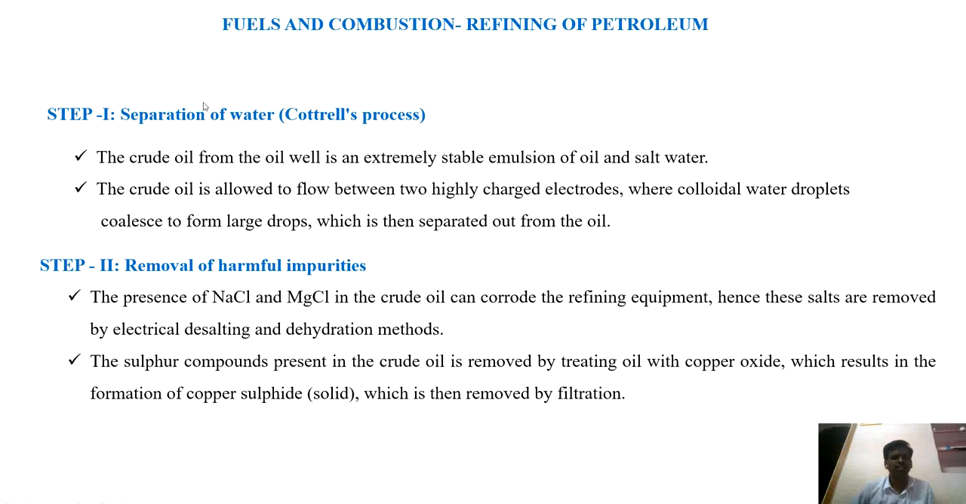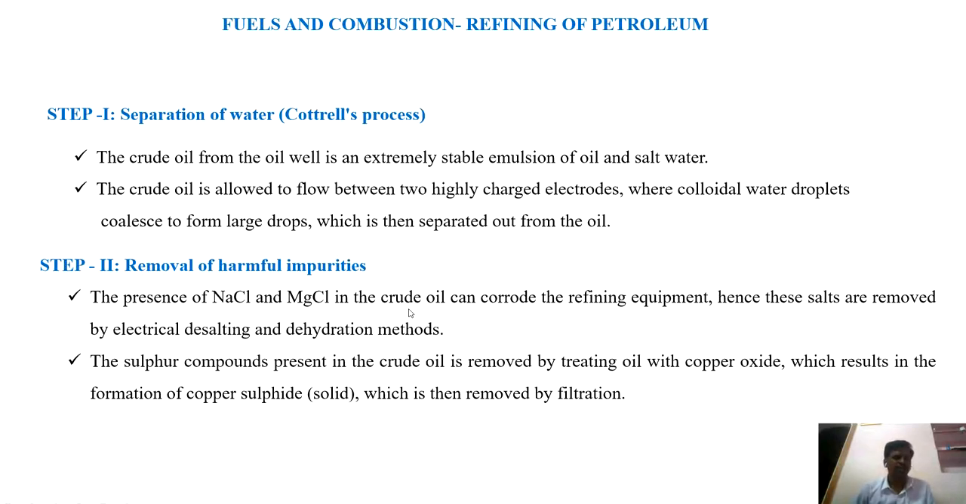This refining of petroleum involves 3 steps. First step is separation of water. Initially, the crude oil is in the form of an emulsion, that is oil and water mixed together. We have to pass this emulsion through charged electrodes. Then water is removed, and the oil is free from water. But it may have some salts, maybe sodium chloride, magnesium chloride, which can corrode the refining equipment. So we have to remove those things.